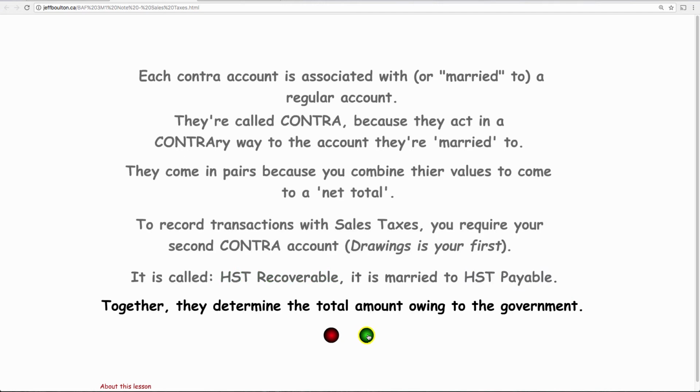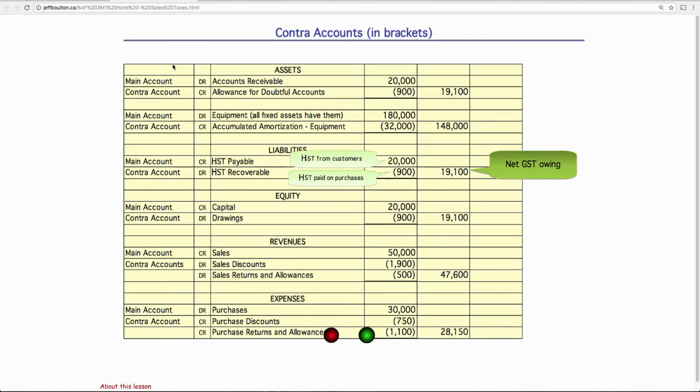So let's take a look at some of them. There's more that you're going to get as we go through the course. The ones you need to pay attention to are the one that you know now in equity. Capital is your main account, and then the contra capital account is drawings, right? Because it subtracts from capital to get sort of the net equity, ignoring revenue and expenses, right?